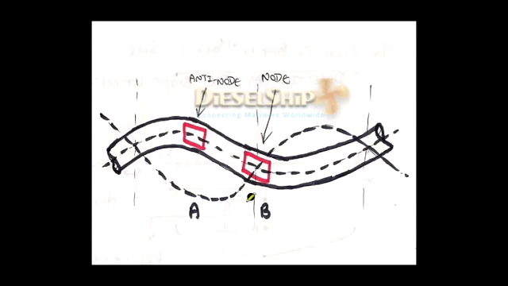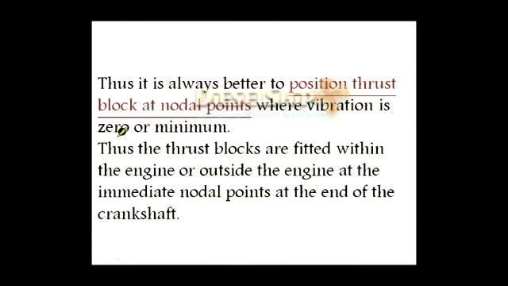So the thrust block can be placed at any of the nodal points along the shafting system. Thus it's always better to position the thrust block at the nodal points where the vibration is zero or minimum. If you fit the thrust block at an antinode, the vibration is maximum and it will be subjected to huge stresses. So the thrust blocks must be located at nodes.